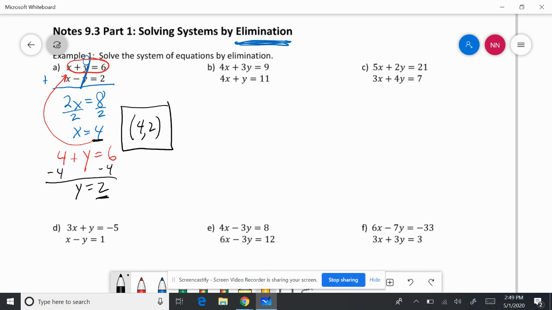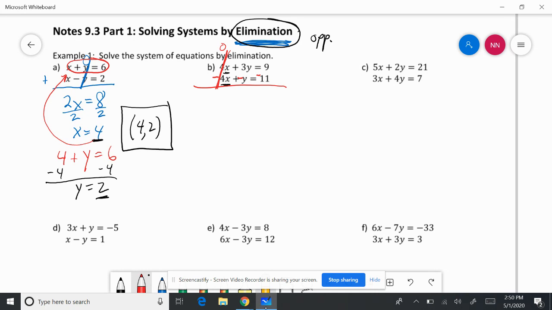Now looking at letter B, this is a little bit more difficult because we don't have opposites. In order for elimination to work, we need opposites. We see a 4x, we see a 4x. So what we're going to do is make opposites. How we're going to make opposites is we're going to subtract. The last one, we added the two equations. Now we're subtracting them. When we subtract, the 4x terms become 0 again. That's the only way we can eliminate them.